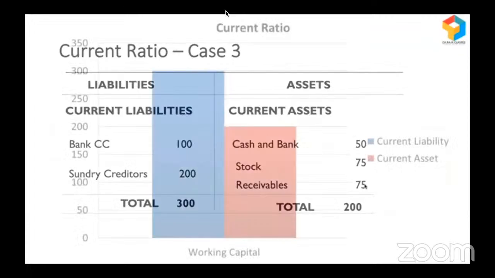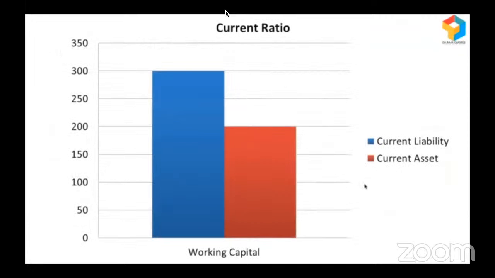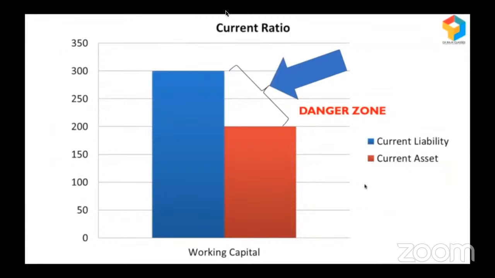Okay, so if I put that in the form of a graph, look, the blue bar is the obligation and the red bar is the resources, and clearly you can see there is a shortage, and to that extent this business is in a danger zone, because here the resources are lesser than the obligations. So when your current assets are lesser than the current liability, that is current asset minus current liability, obviously your net working capital will be negative. You will have negative net working capital.